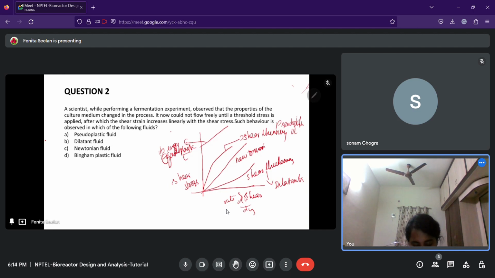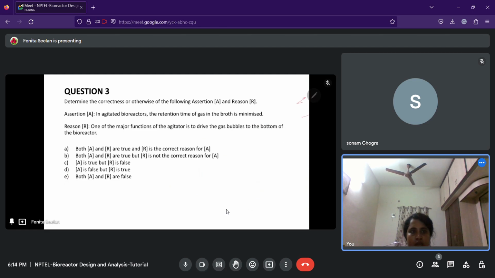It's not coming under the shear thinning effect, which is pseudoplastic, nor the dilatant. So it doesn't obey any Newtonian law, so it is not a Newtonian fluid. So the answer would be Bingham plastic fluid. So this is the next question.